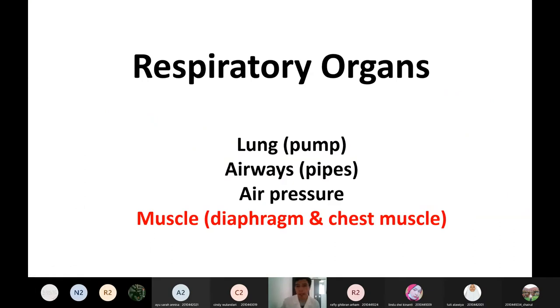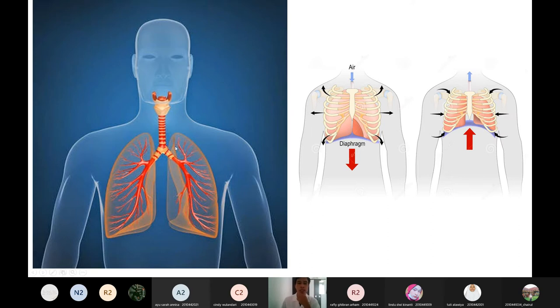Next, we will look at the respiratory organs. Previously we were talking about cardiovascular systems, and we were also talking about the pump. Here also in the respiratory organs, there is a pump and also pipes. The lungs function as a pump, and the airways, like the trachea, bronchus and bronchioles, all function as pipes. There should be the air pressure that could generate the movement of air from outside into inside, or in reverse, from inside to outside. And there should also be supporting muscles, including the diaphragm and the chest muscles, that could induce the pumping function of the lung. So in the respiratory organ, as you see here, there is the pumping and perfusion as well, but there should be the pipes.